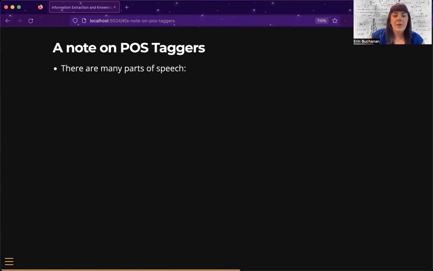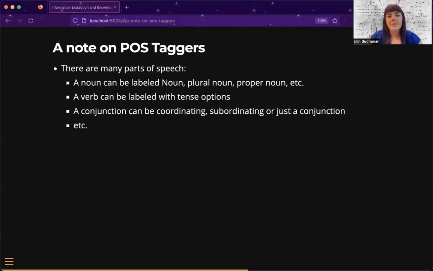Now, a quick note on part of speech taggers, because I want to talk about tag sets. There are many parts of speech. A noun could be labeled as a noun, a plural noun, a proper noun, a pronoun, which is a different thing, etc. A verb could just be labeled verb, but it also could be modal, present tense, past tense, present participle, future tense. Conjunctions can be coordinating conjunctions, subordinating conjunctions, or just conjunctions, and on and on. One of the more complex tagging systems, with CoNLL or the Brown corpus, has like 55 different parts of speech. And you're like, I didn't think I could name more than 10.